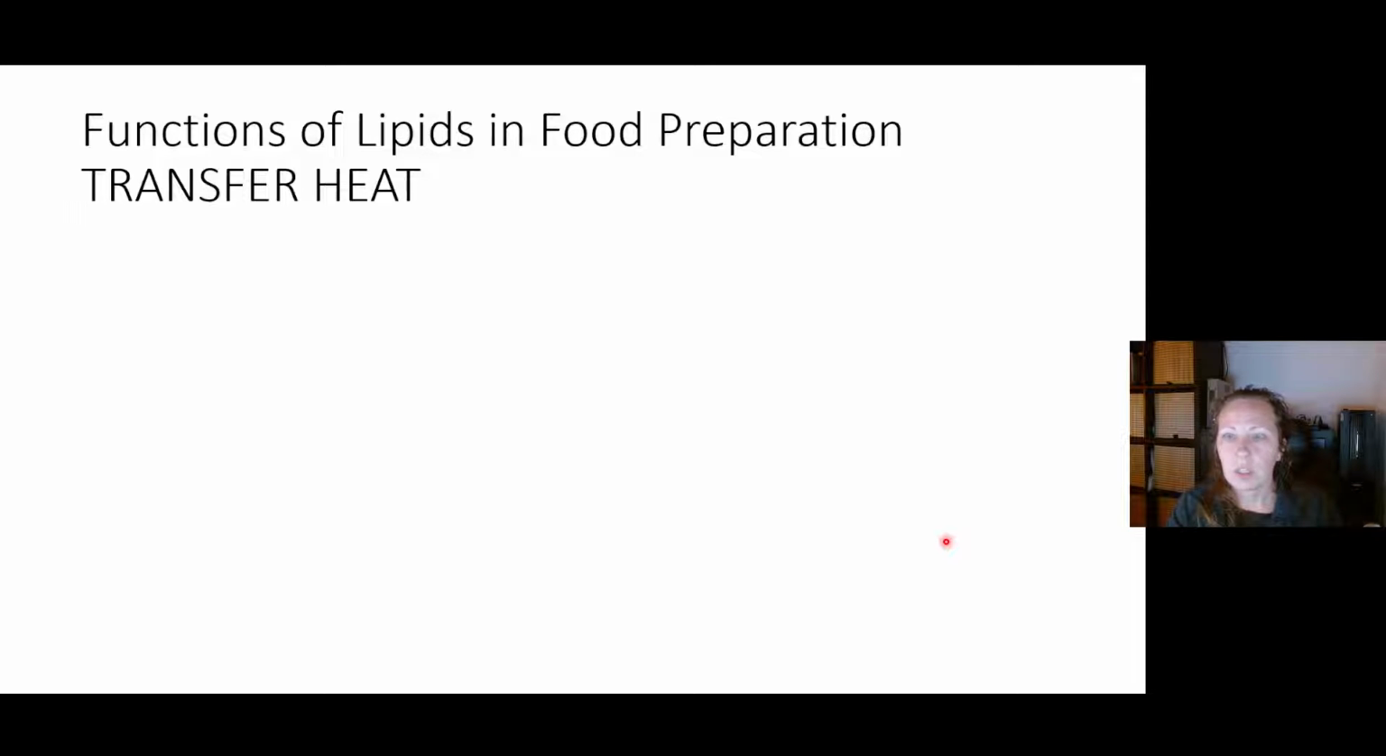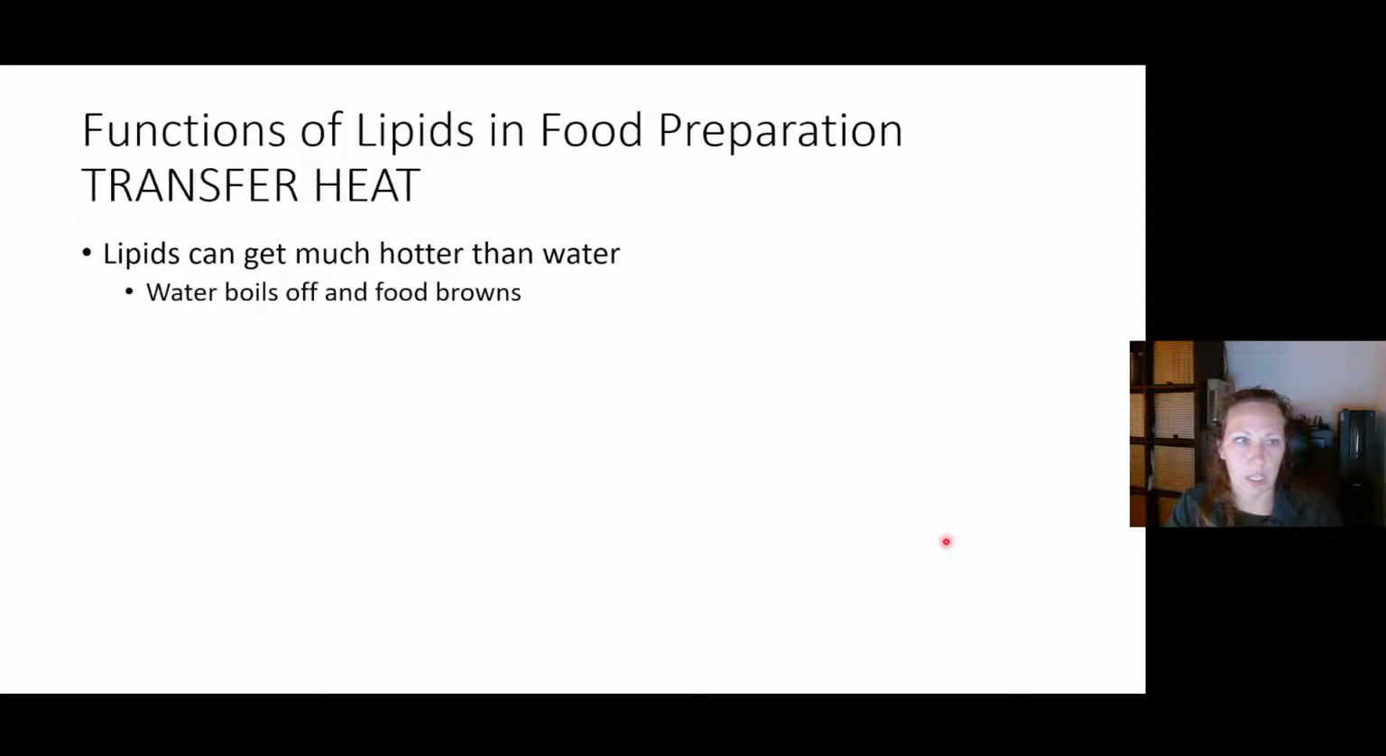Okay. So the first function is to transfer heat. And so we know that lipids can get much hotter than water. As a food is frying in lipid, the water boils off the food and that food is able to brown. Okay. Now there is no boiling point of lipids. And that is just because the lipids will degrade before they get to a boiling point.